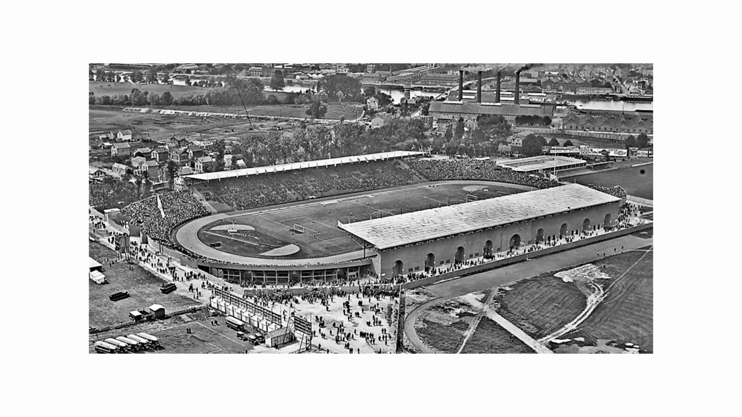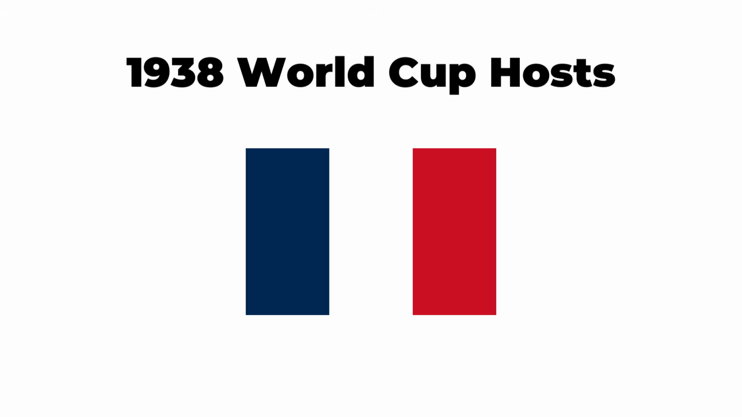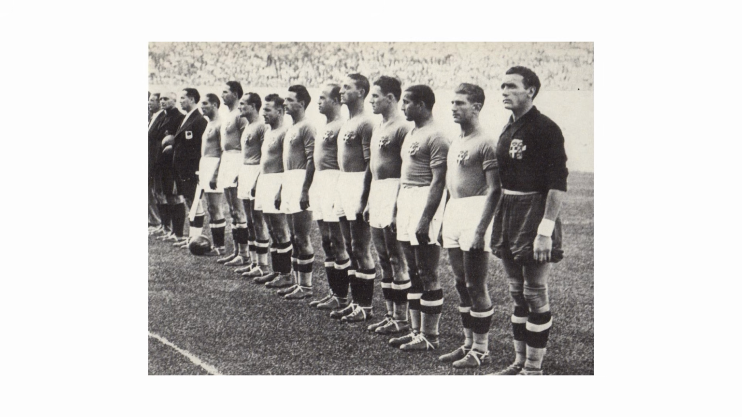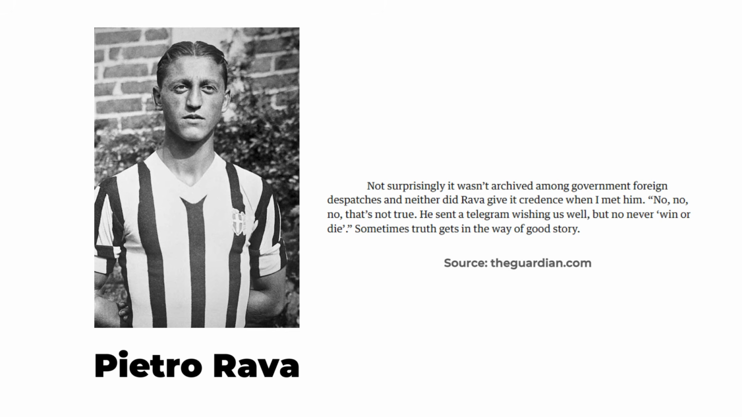In Colombes, today's suburbs of Paris, Italy's opponents were Hungary. This World Cup was not played in Italy, and so the players had to kind of win it on their own. Benito Mussolini could only send a telegram wishing the Italian team well. However, the rumor was that it sounded a little bit different, but in 2001, Italy's then left-back Pietro Rava stated this line was just an urban myth.